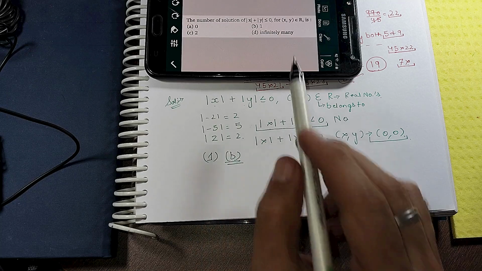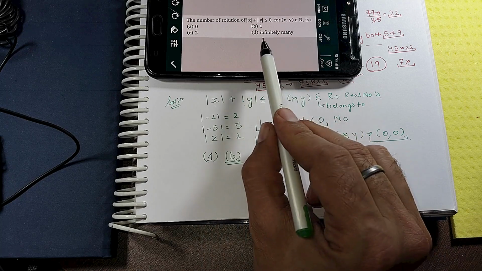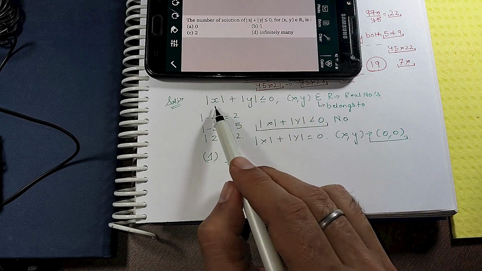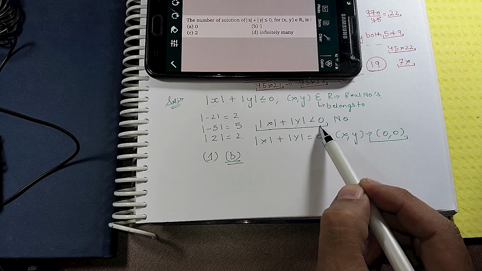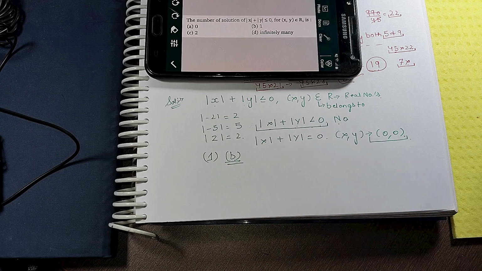Right? Most of the students tick infinitely many. No, infinitely many is not the solution, because I have told you that mod of x plus mod of y, can it be less than 0? No, it can't be less than 0.